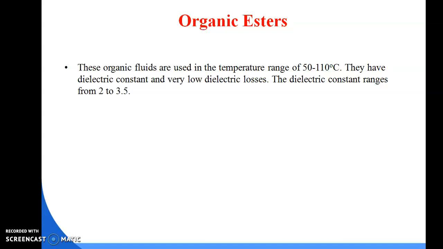So organic ester, what is the organic ester? These are organic esters used in a temperature range of 50 to 110 degrees centigrade. They have a high dielectric constant and very low dielectric losses. The dielectric constant range is from 2 to 3.5.